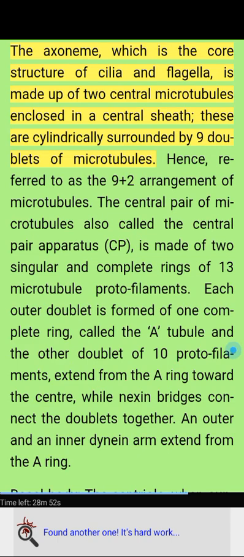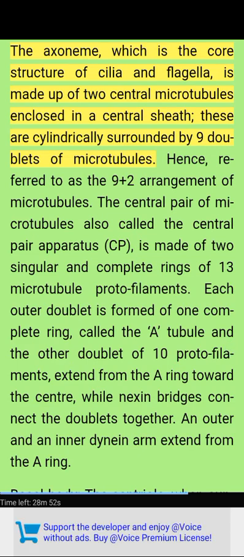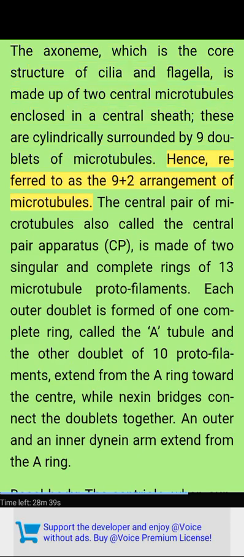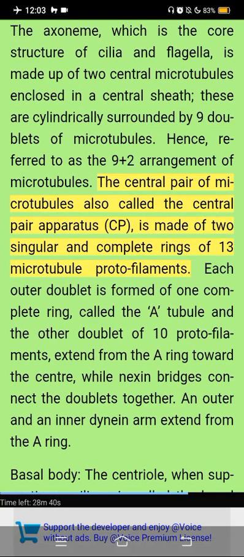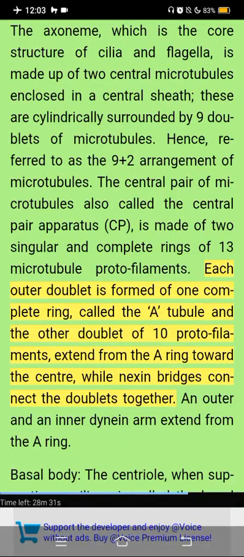The axoneme, which is the core structure of cilia and flagella, is made up of two central microtubules enclosed in a central sheath. These are cylindrically surrounded by 9 doublets of microtubules, hence referred to as the 9+2 arrangement of microtubules. The central pair of microtubules, also called the central pair apparatus (CP), is made of two singular and complete rings of 13 microtubule protofilaments. Each outer doublet is formed of one complete ring, called the A tubule, and the other, the B tubule, of 10 protofilaments extending from the A ring. Necks and bridges connect the doublets together.